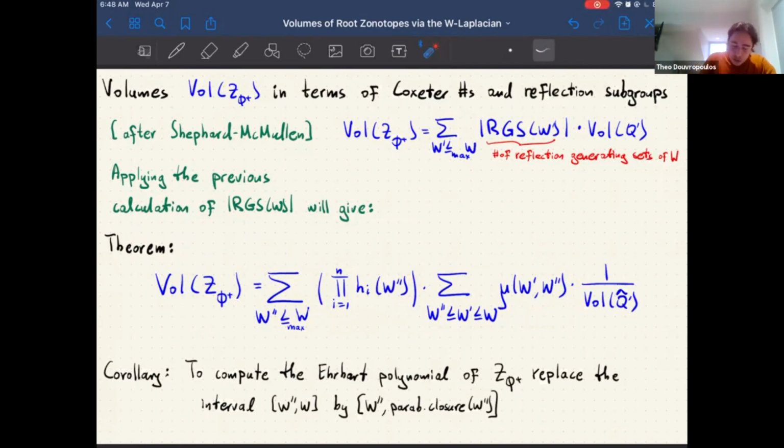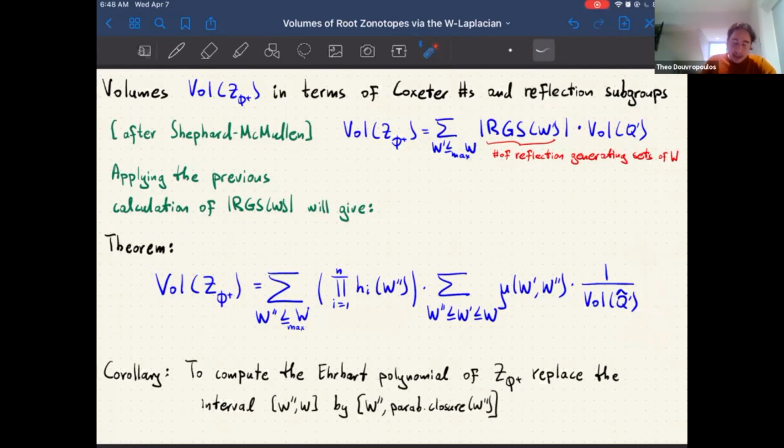Okay, and the way that I get this formula again is the Seyfert-McMullen formula was standard. The volume of the root zonotope was given by a tiling. The volumes of the tiles were the volumes of the root lattices, and I just used the formula that I found before for the number of reflection generating sets. Okay. So again, this isn't something that we should look too closely here. It's just something that we can identify some of its characteristics.